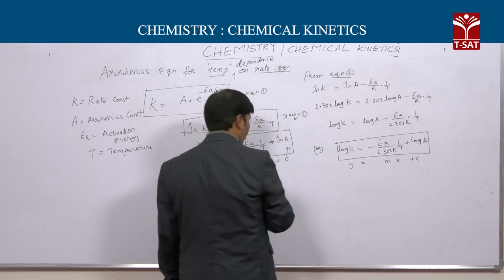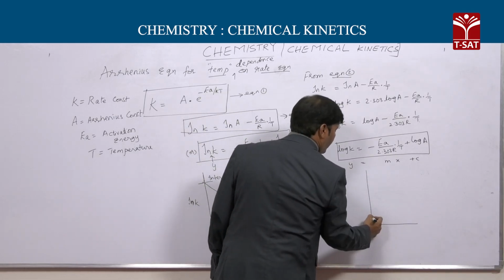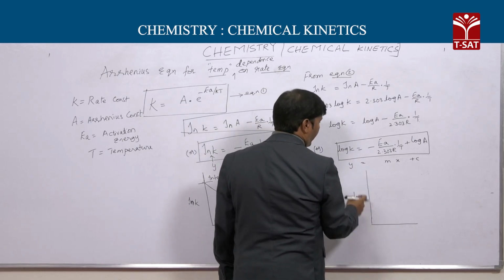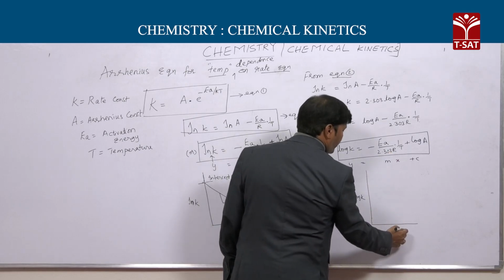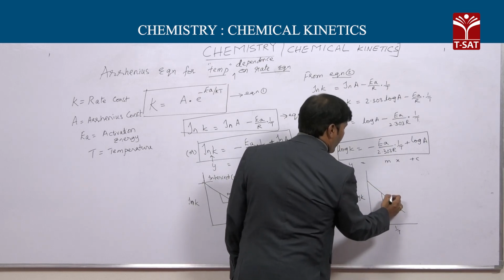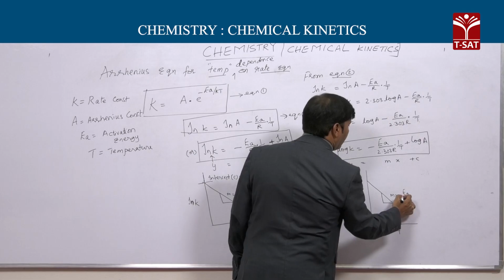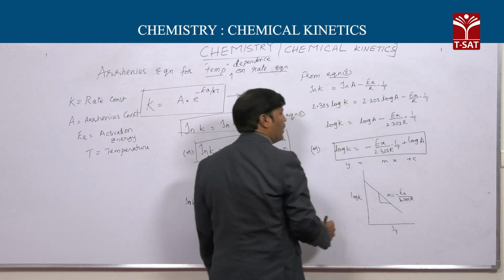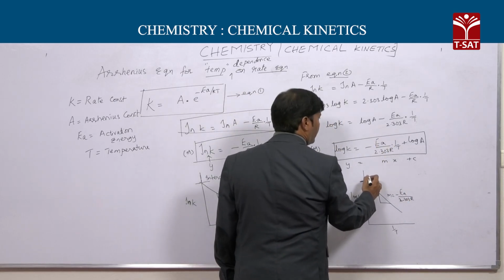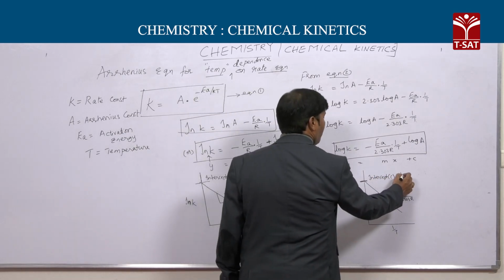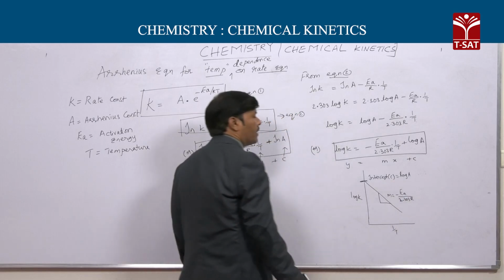Plot the graph, almost the same graph, but in log form. In the y-axis we are taking log k, and in the x-axis we are taking the reciprocal of temperature, and we got a negative slope. So it is a straight line with negative slope, m = −EA/(2.303 R), and we also have an intercept, C, that is log A. This is the graph we can plot.